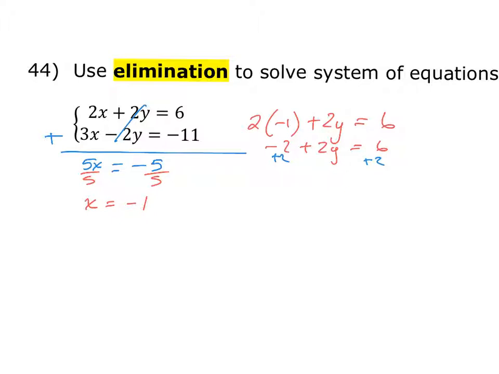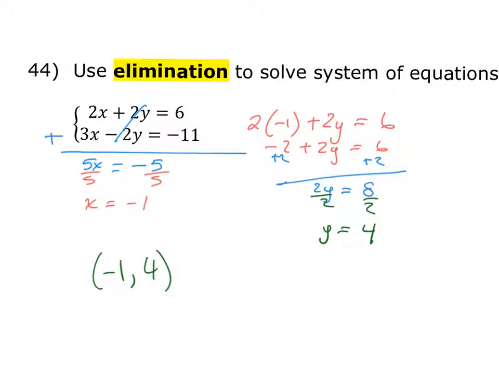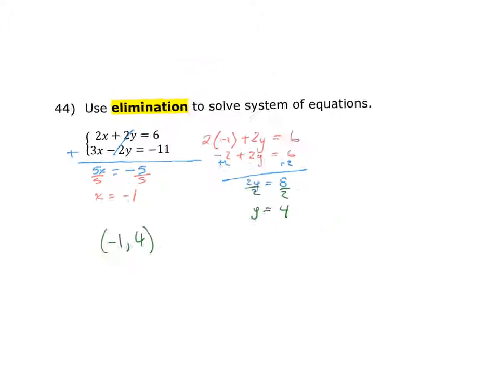Add 2 to both sides. I get 2y is equal to 8. Divide by 2, and I get y is equal to 4. So my solution is x equals negative 1, y equals 4. Okay.